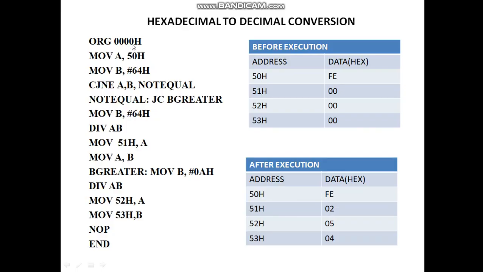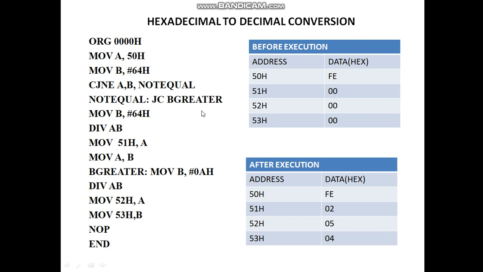ORG 0000H indicates that the program starts from the 0th location in the program memory. Okay. MOV A, 50H. This indicates that the data which is stored in 50H location, that is FE, is moved to accumulator. Okay, first you need to compare if the number is equal to 100, because if it is equal to 100 or greater than 100, then only you need to divide it by 100. Okay, so CJNE A, #64H. So FE is compared with 64H, that is 100 in decimal.